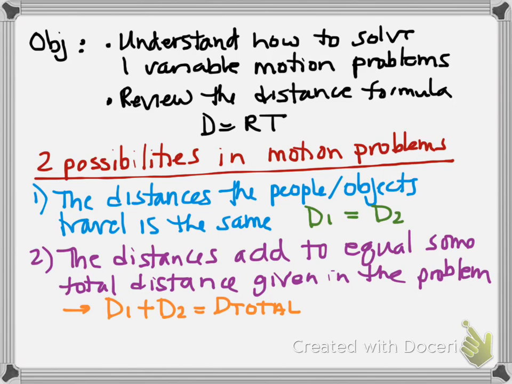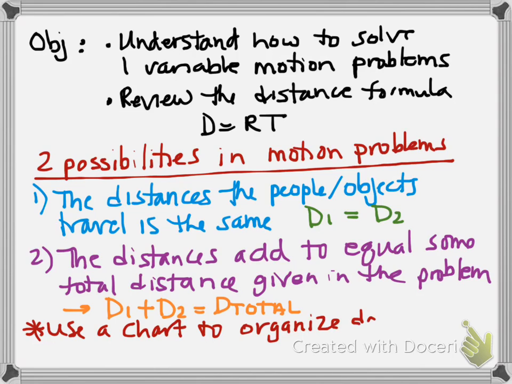So one of the things that we need to do to help us is definitely a chart, because we generally have 2 things that are in motion. Those motions have rates and times and a distance. And so to keep it all straight, that's when we're using our chart. So we can use a chart to organize data. Now, while in the chart, there is no equation that comes out of it, it does have the parts that I am going to use in the equation. How I write my equation is based on D1 equals D2 or D1 plus D2 equals D total.